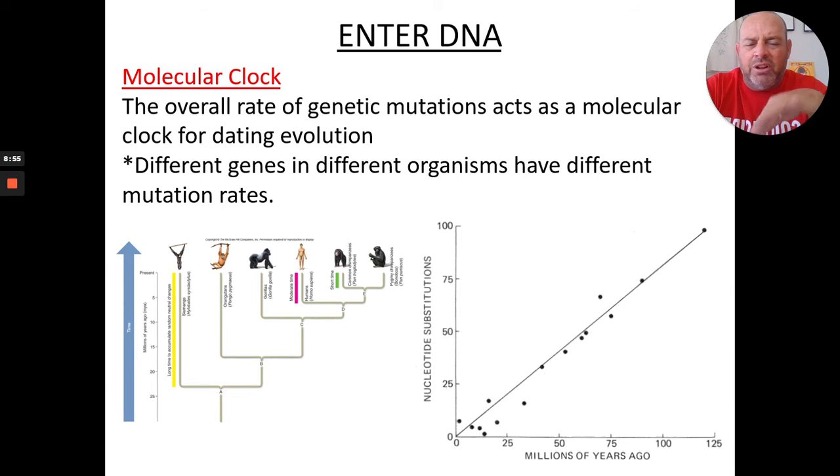If you look, the line's very linear, right? So over time, mutations have occurred at a pretty constant rate. And so things keep changing. That's some more evidence for evolution and things changing over time.